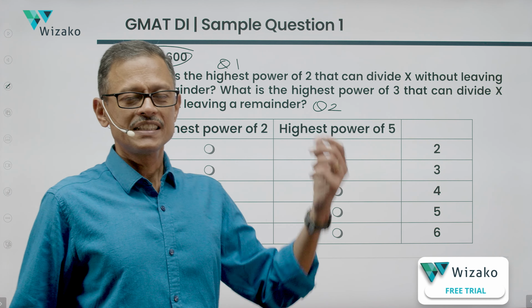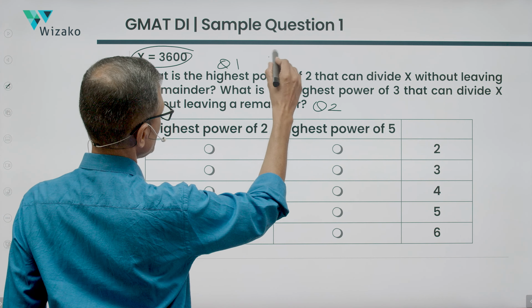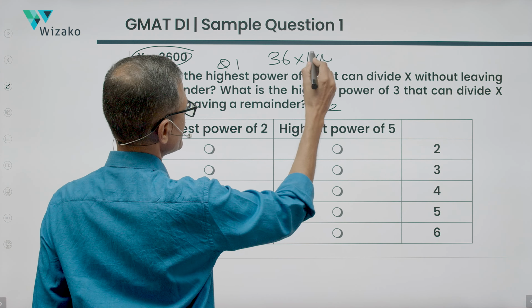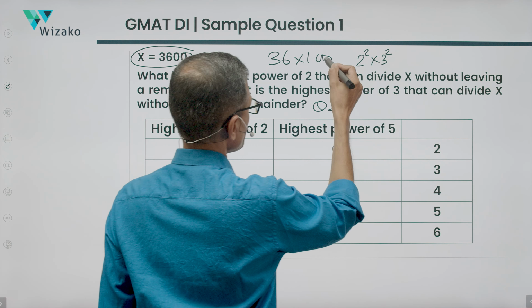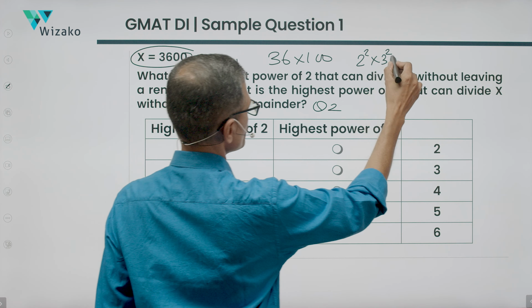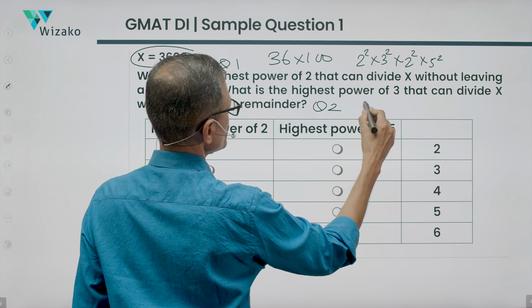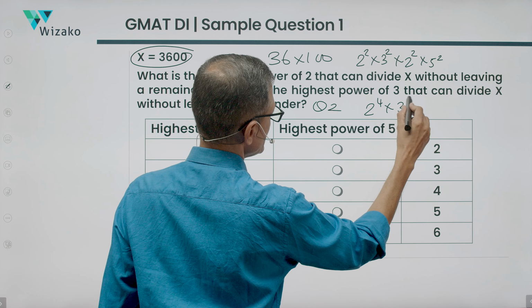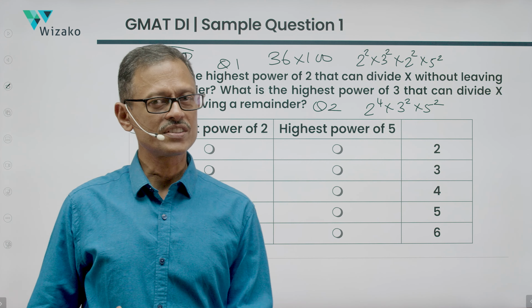How do we go about it? In number properties, we will quickly prime factorize this number. 3600, let's start by writing it as 36 times 100. 4 into 9 is 36, so 2 squared times 3 squared. 4 into 25 is 100, so there is another 2 squared times 5 squared. So this boils down to 2 raised to the power of 4 times 3 squared times 5 squared. This is the prime factorized way of writing 3600.